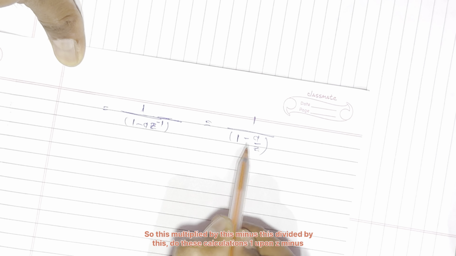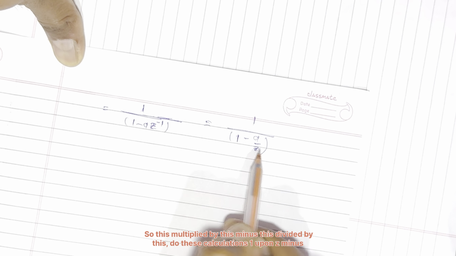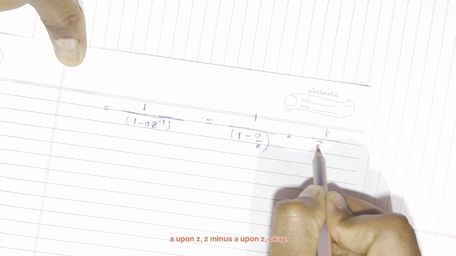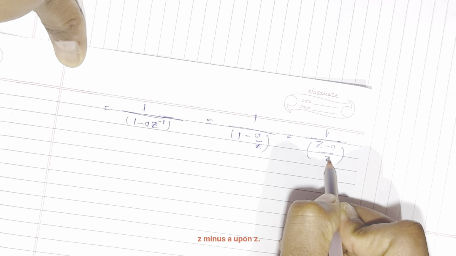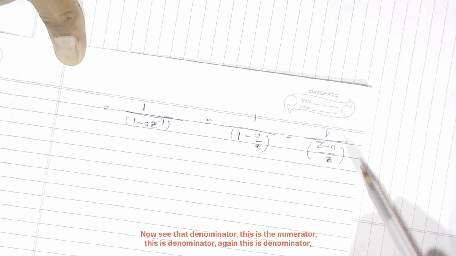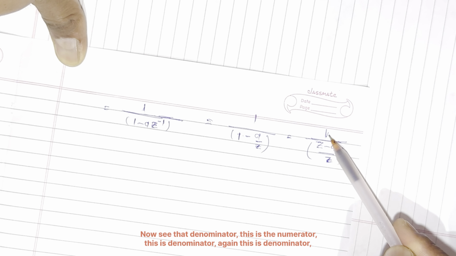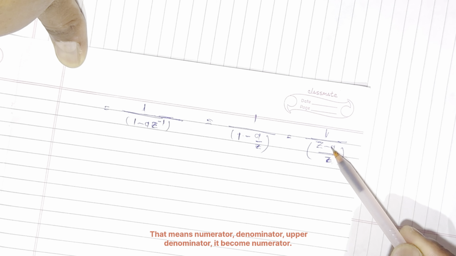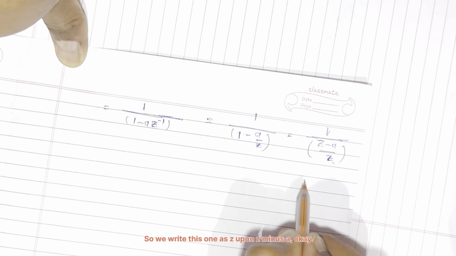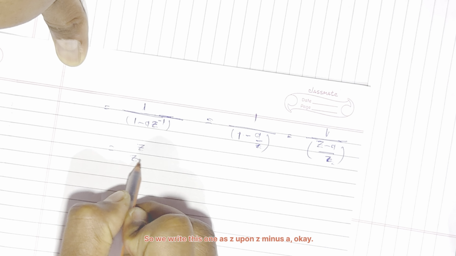Okay, so this multiplied by this minus this divided by this. Do these calculations: 1 upon z minus a upon z, that is z minus a upon z. Now see that denominator: this is the numerator, this is the denominator, again this is the denominator. That means the denominator of a denominator becomes the numerator, so we write this as a z upon z minus a. This is the actual term we have to prove here.